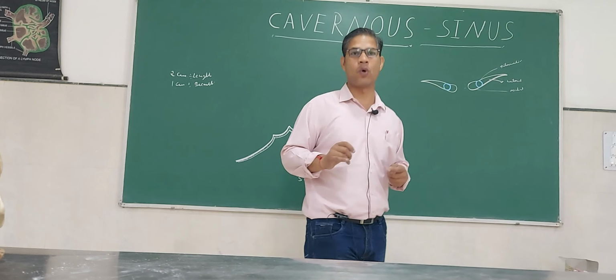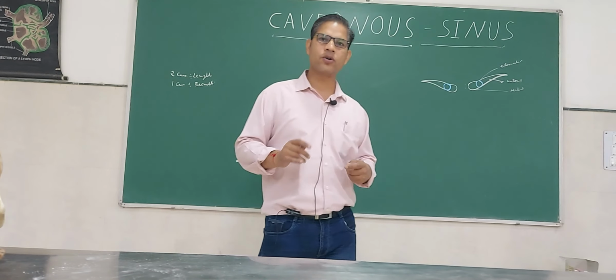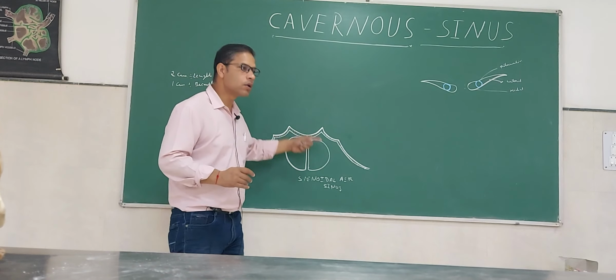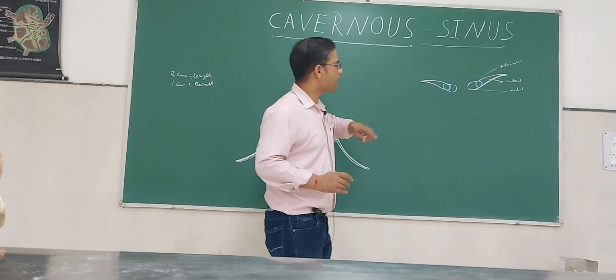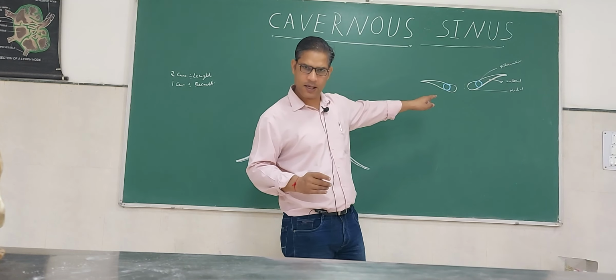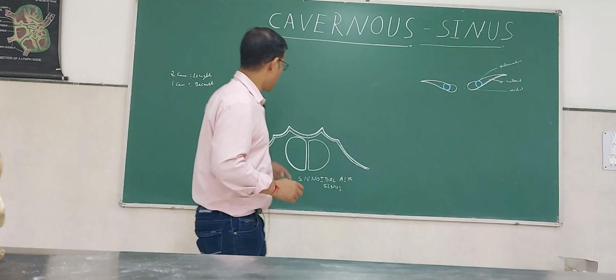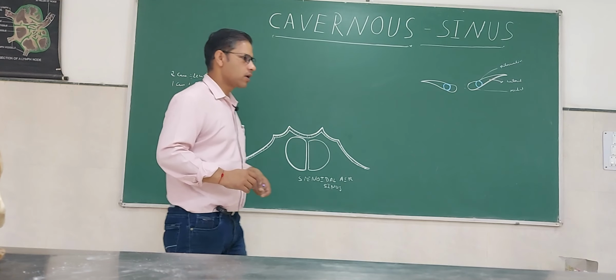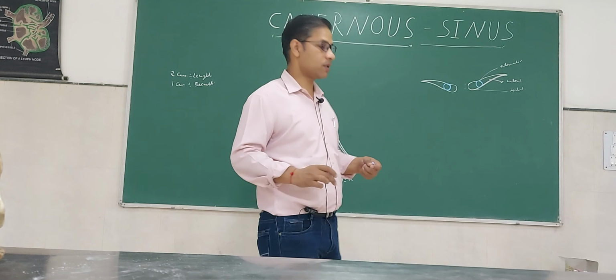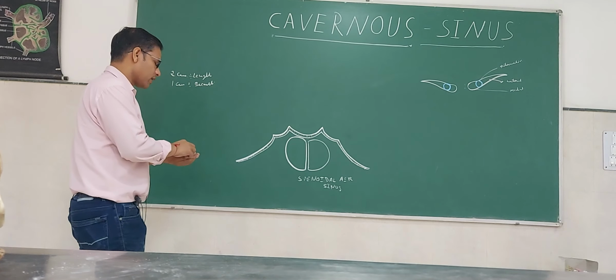To understand this, I am going to draw two diagrams: one is a coronal section passing through the cavernous sinus, and the other is a transverse section, or a schematic diagram, showing the cavernous sinus. Simultaneously we will draw this. Question number two: why is this known as the cavernous sinus?